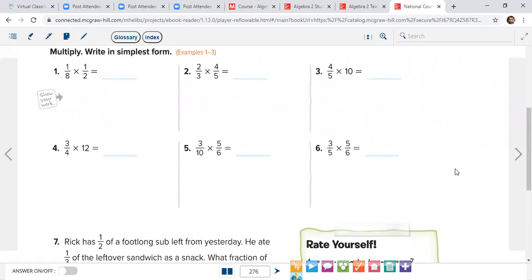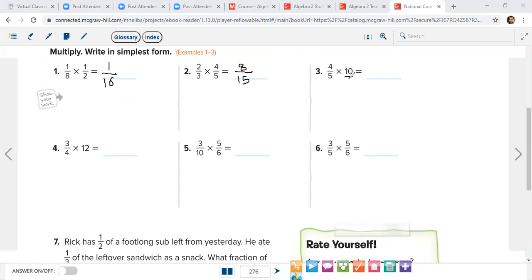Here in the guided practice, we have problem 1. Of course, no cancellation because all numbers in the numerator are 1, 1. So follow the normal method. Multiply numerators, then multiply denominators. 1 by 1 is 1. 8 by 2 is 16, and that's it. Here also, no cancellation because you cannot find a common factor between numerators and denominators. So just multiply normally. 2 by 4 will give you 8, and 3 by 5 will give you 15. And 8 over 15 is already in the simplest form.